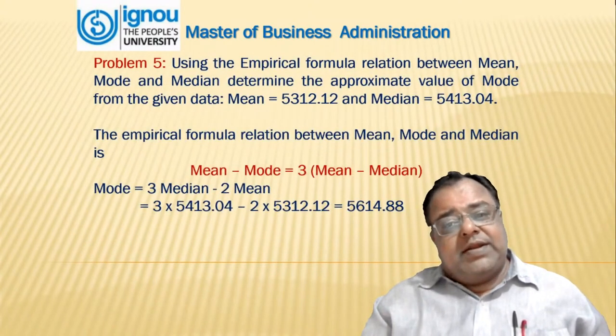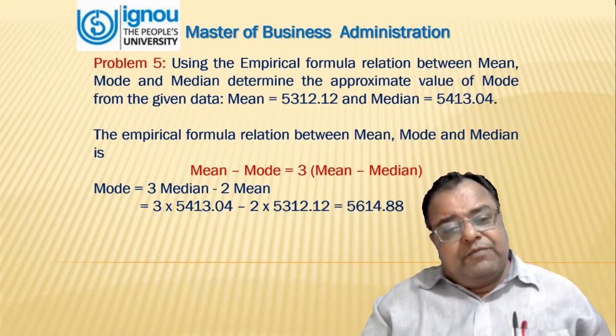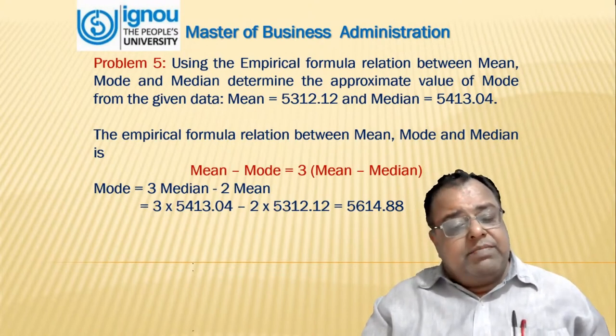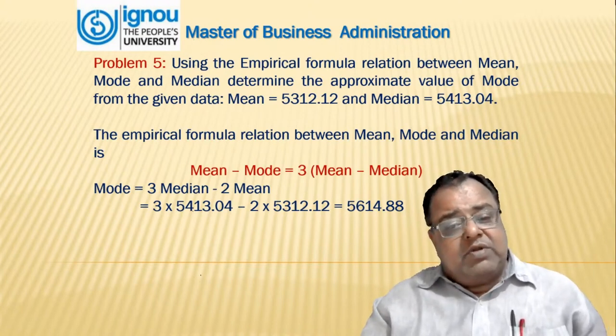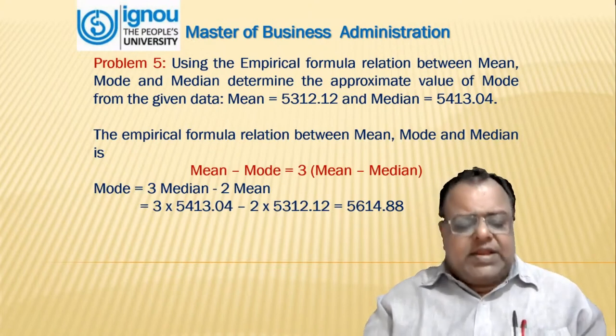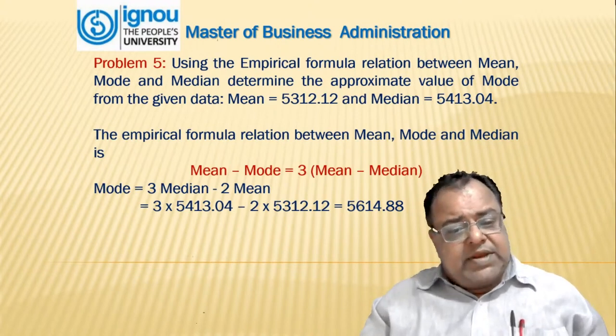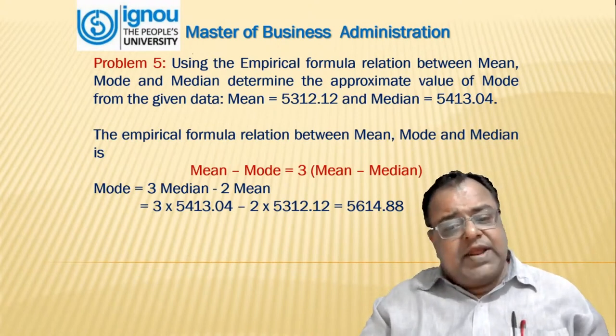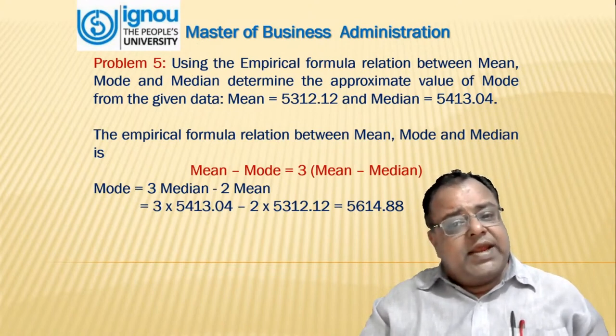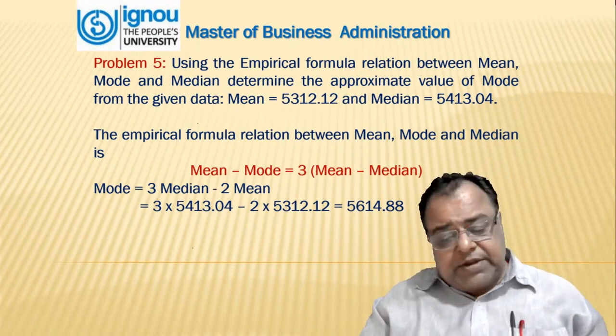Now we have to calculate the mode by using the empirical relation between mean, mode, and median. Mean and median are given to us, and we have to calculate the mode. The empirical relation between these three is mean minus mode equals 3 times the difference of mean minus median. So we can convert it into mode equals 3 median minus 2 mean. Putting in the values, we get 5614.88 as the mode for the present problem.